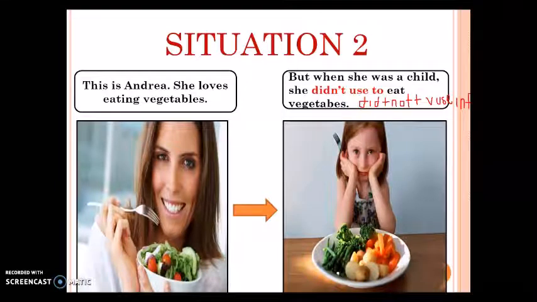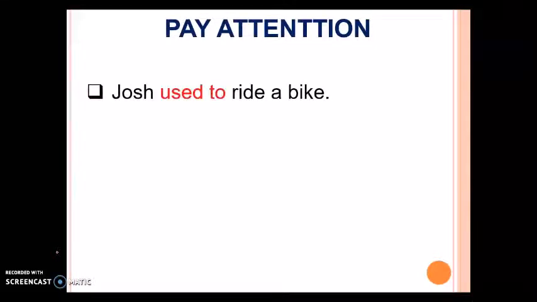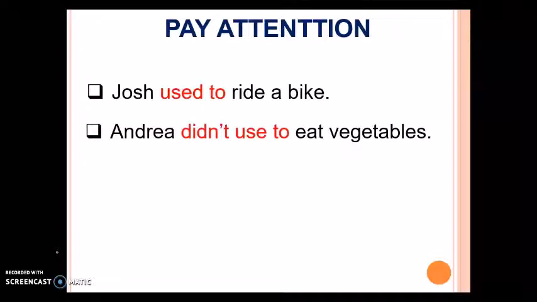Okay. We're going to continue. Pay attention. Again, this is for the grammar. Josh used to ride a bike. Used to ride a bike. This is in the past again, in the affirmative form.